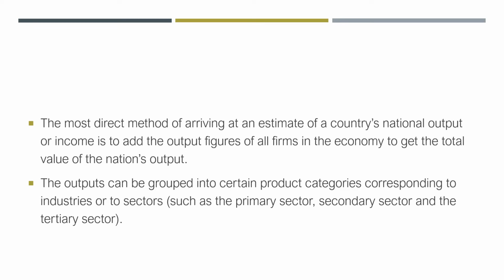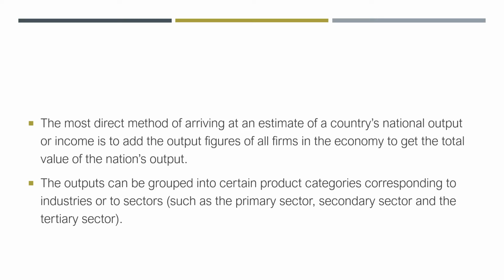Okay. So the most direct method of arriving at an estimate of a country's national output or national income is to add the output figures of all the firms in the economy to get the total value of the national output. The outputs can be grouped into certain product categories corresponding to industries or sectors. So we all know that we have different sectors in the economy. We have primary sector, secondary sector and the tertiary sector.